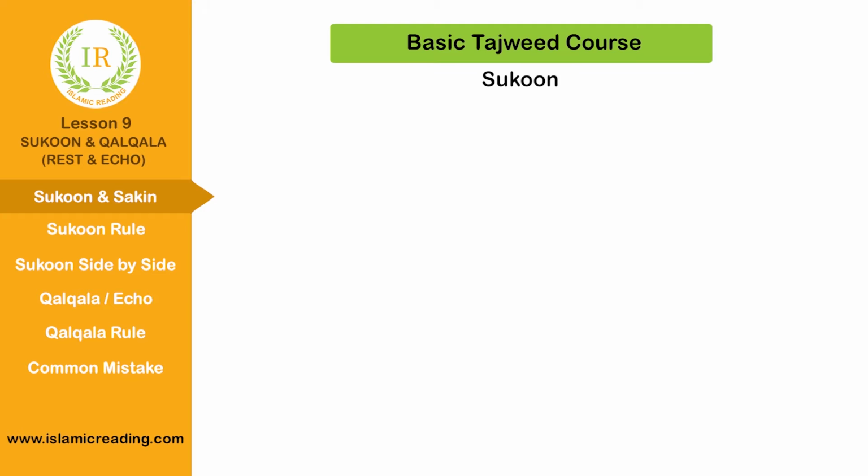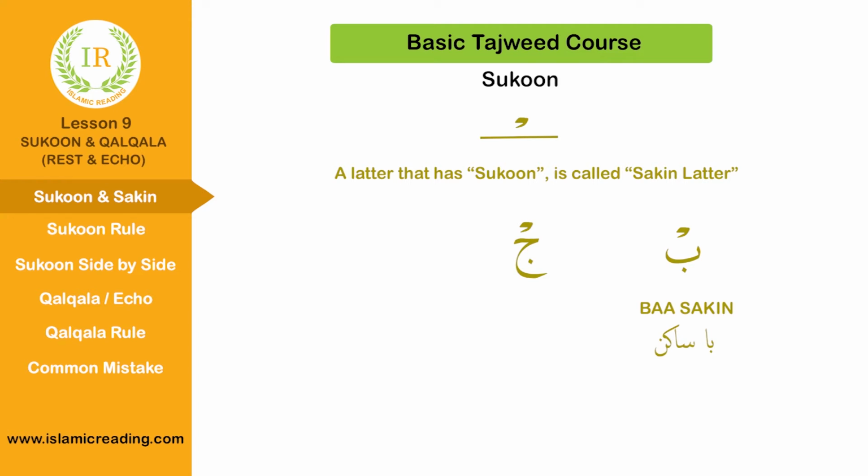The first sign in the Holy Quran is called Sukoon. It is represented by a small curve which is similar to the letter Dal but in a very small size, and it will always appear on the top of the letter. Remember, all the signs of the Holy Quran except the movements will appear only on the top of the letter, never below the letter. And the letter that has a sukoon is called a sakin letter. It's just a term which means that a letter has a sukoon. For example, if ba has a sukoon, we'll call it ba sakin. If jim has a sukoon, we'll call it jim sakin. If nun has a sukoon, we'll call it nun sakin, and so on.